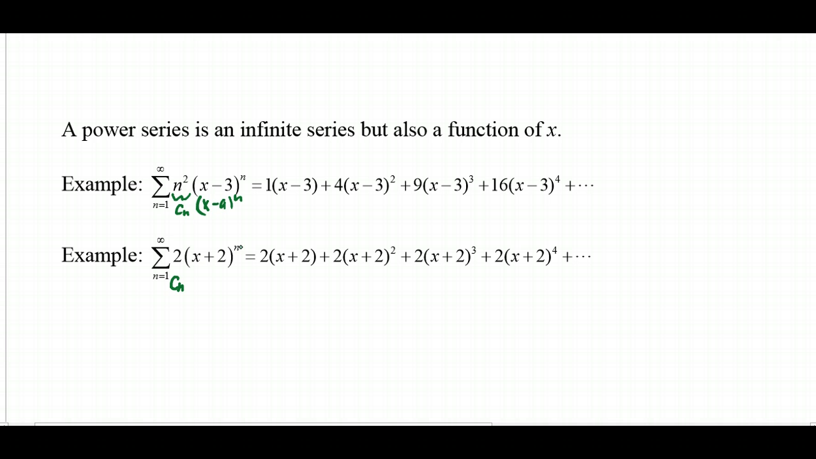So x plus 2 is the only thing that involves the n as the exponent. So 2 times (x plus 2) to the 1 plus 2 times (x plus 2) squared, and so on and so forth. So it's possible for that c sub n to be a function of n, or it can just be a constant.